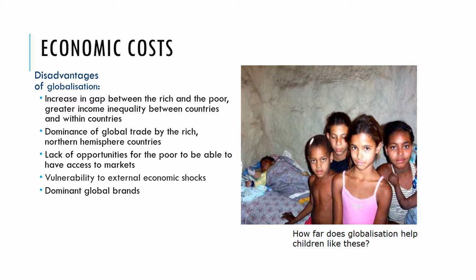Global brands may dominate in different markets, limiting competition. There may be the exploitation of workers and growers. So businesses may threaten to relocate their businesses elsewhere if, say, a minimum wage is put in place, or if they put in health and safety regulations that raise the costs.